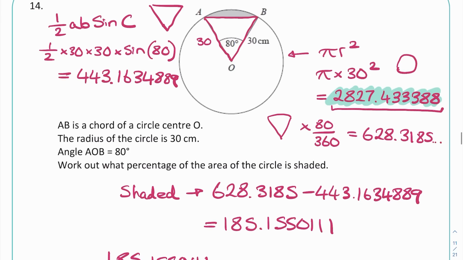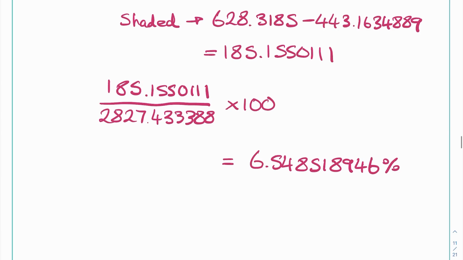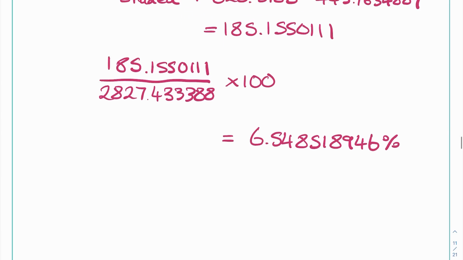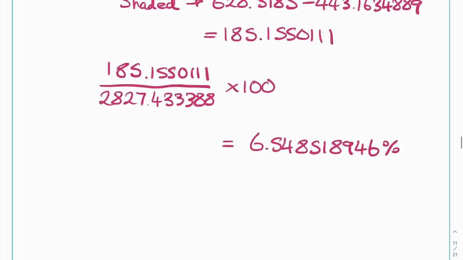This particular question doesn't say how to round it, and if a question doesn't say how to round your answer, just don't round your answer. So there we go, it may have asked for one decimal place, it may say two significant figures. In both those cases that would have been 6.5 or 6.55 to 3 decimal places, but this one here doesn't say. So there we go, that would be our final answer. Write that on the dotted line, 6.548518946.